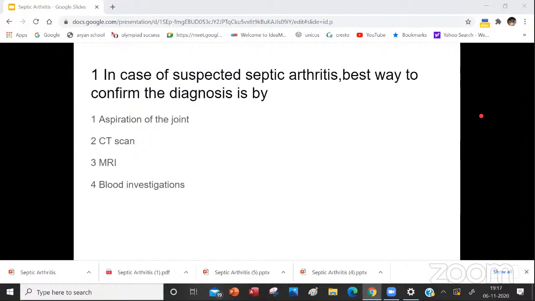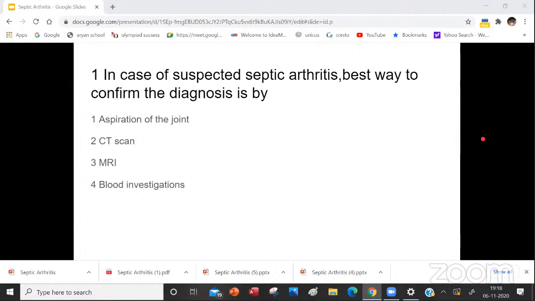In case of suspected septic arthritis, what is the best way to confirm the diagnosis? Can anybody take a chance, want to attempt answering? Aspiration of the joint. Yes. In case of suspected septic arthritis, the best way to confirm the diagnosis is by aspiration of the joint.